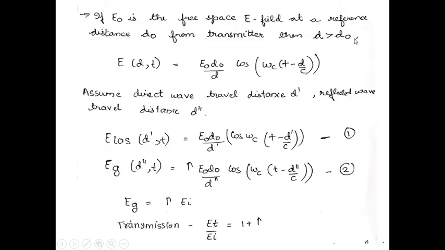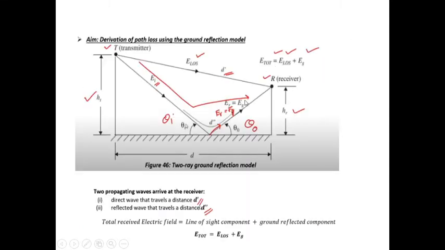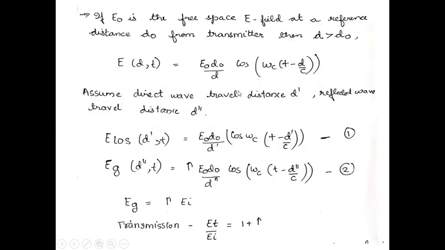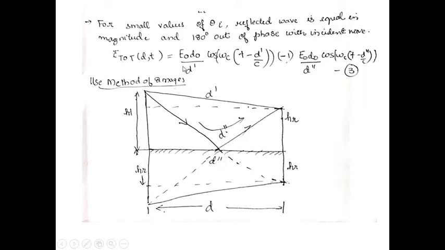So in this particular case, if you have small values of angle of incidence, the reflected wave will have the same magnitude, differing only by 180 degrees out of phase. Whatever we have at the incident part will be equal but 180 degrees out of phase in the reflected component. So how can we write this value? Tau we will now consider as minus 1. So this is E0 d0 by d dash cos of omega c t minus d dash by c, minus 1 into this particular component, the reflected component.